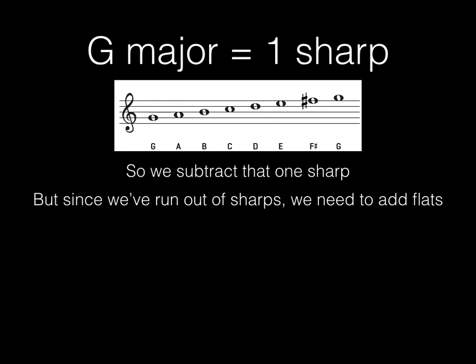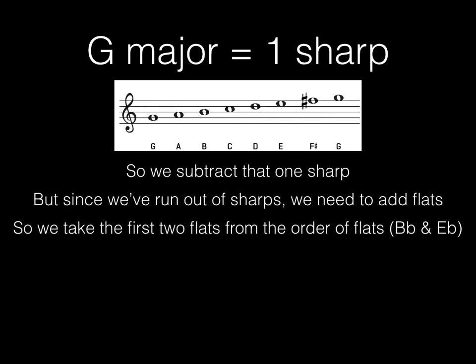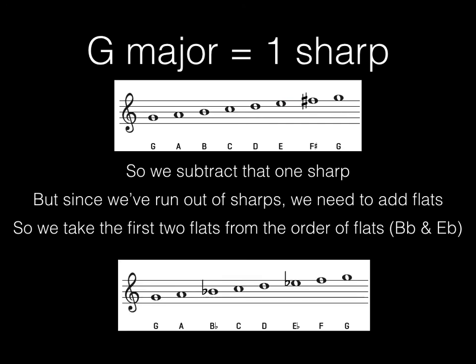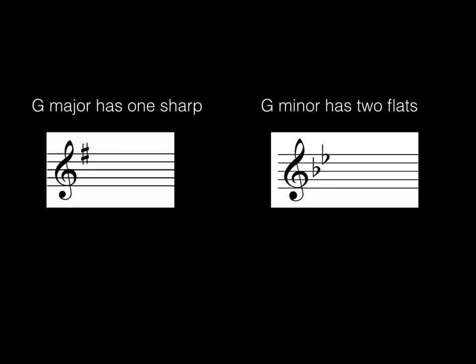So we've done one thing, and so we need to take away 2 more things. So we take the first 2 flats from the order of flats, B flat and E flat. So we take away 1 sharp, and then we add 2 flats, having done 3 total operations. And so that gets us G, A, B flat, C, D, E flat, F, and G. So if G major has 1 sharp, G minor will have two flats, as we have subtracted one sharp and added two flats.